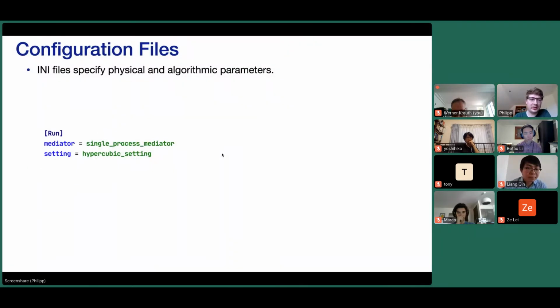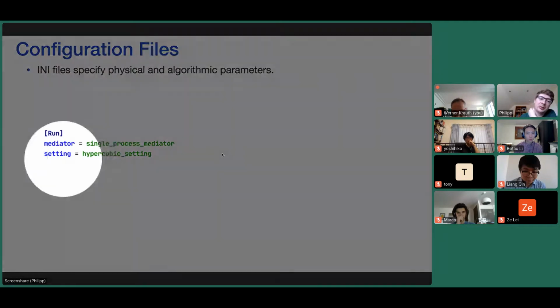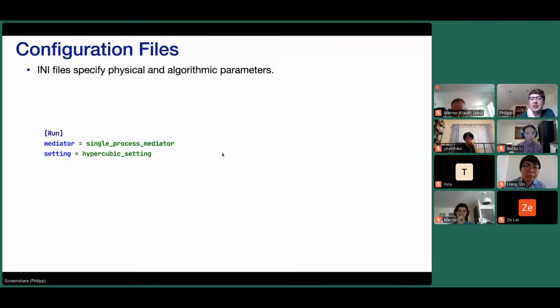The only obligatory section in our ini file is the run section. In the run section, you have to have two properties. The first one is the mediator property, and the second one, the setting property. So you might guess the mediator property chooses the mediator you want to run your simulation with. So here in this example, I just chose the single process mediator.